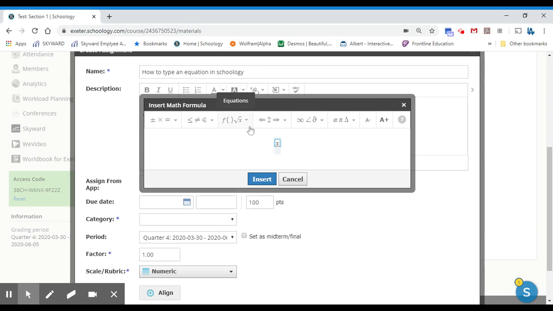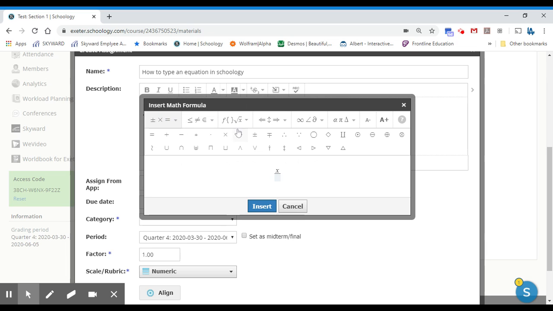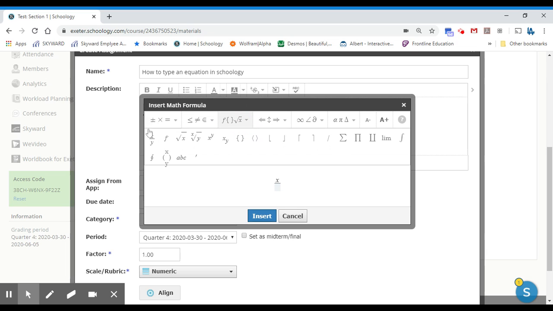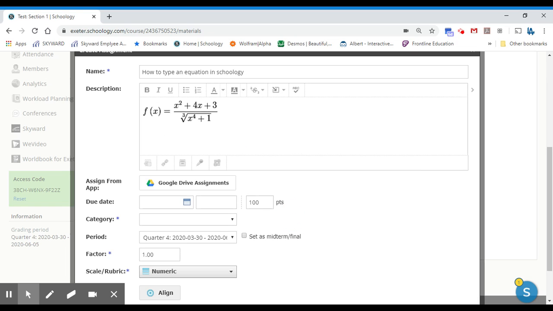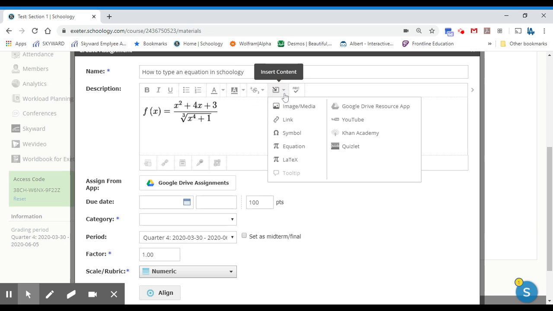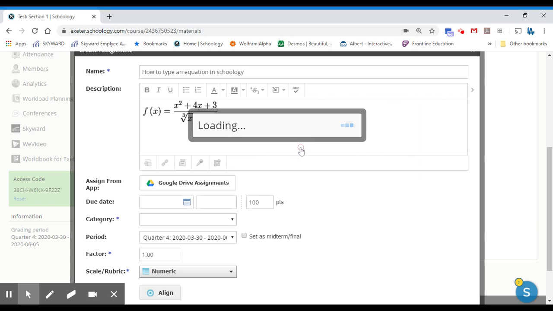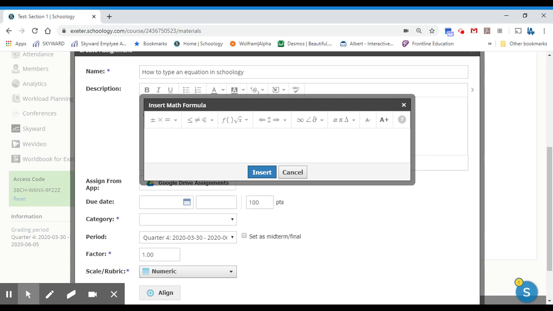So for x squared, you can go up to here somewhere and look for a superscript key. It's right here. Here's a fraction. Here's a superscript. But it's probably easier just to type in the caret, the thing above the 6. So let me try that again. So I'm going to start over.